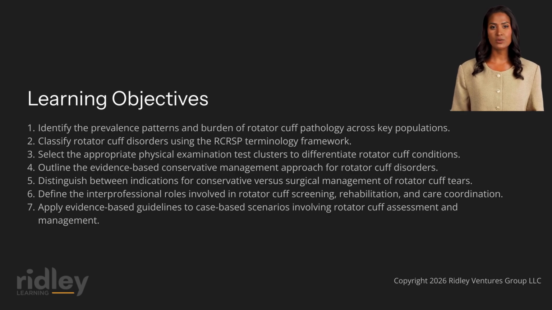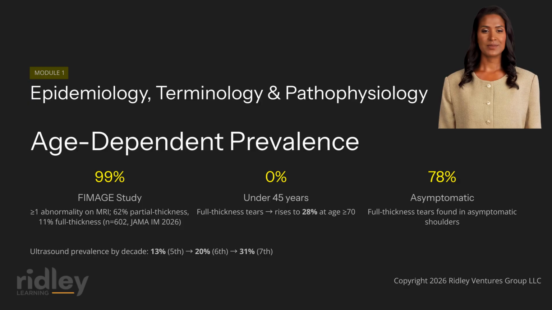Fifth, distinguish between indications for conservative versus surgical management of rotator cuff tears. Sixth, define the interprofessional roles involved in rotator cuff screening, rehabilitation, and care coordination. And seventh, apply evidence-based guidelines to case-based scenarios involving rotator cuff assessment and management. Let's begin Module 1 with the epidemiology, terminology, and pathophysiology of rotator cuff disorders.